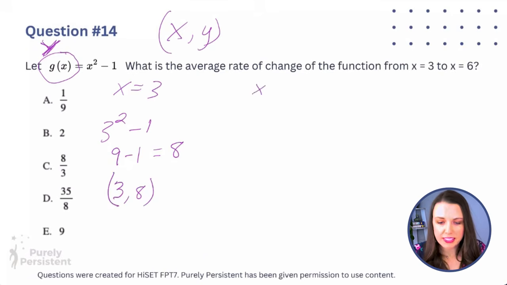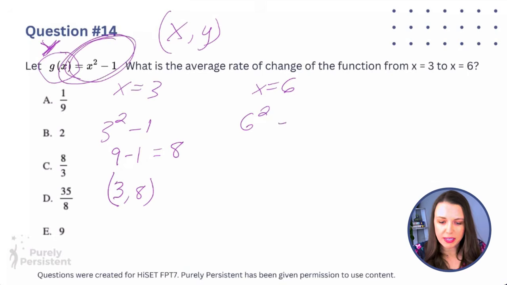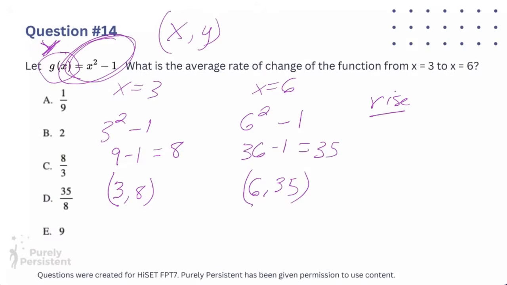So here we have x equals 6. So we're going to say 6 squared, and again, that's just this equation right here, 6 squared minus 1. So 6 squared is 6 times 6, which is 36 minus 1, which equals 35. So my point on this one is going to be 6, 35. Now what I need to do is figure out my rise over my run, okay? So rise over run is equal to y2 minus y1 over x2 minus x1.